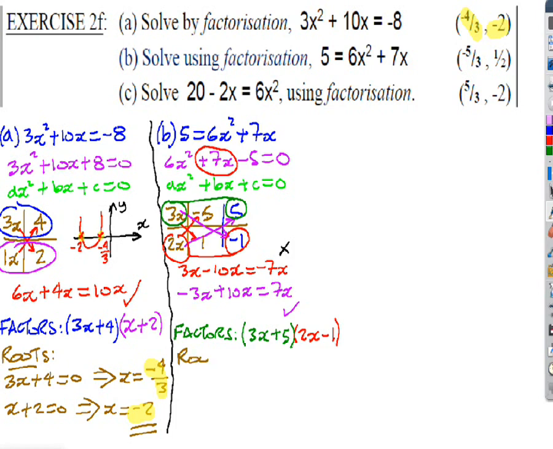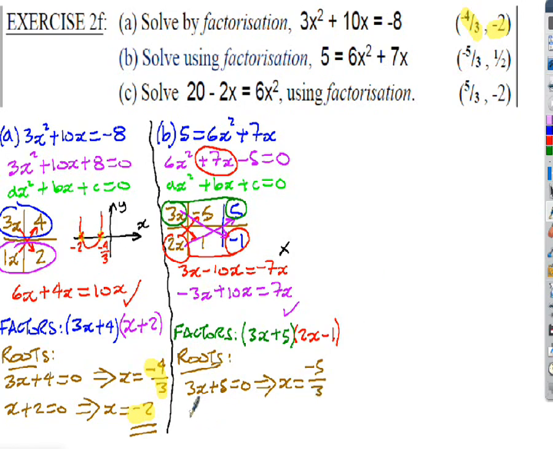Obviously I need to find the roots as usual, so to find the roots here I equate each of the factors here and solve. So 3x plus 5 is equal to 0. Solving that one, I will subtract 5 from both sides and I will divide by 3. So that gives x is equal to negative 5 divided by 3.